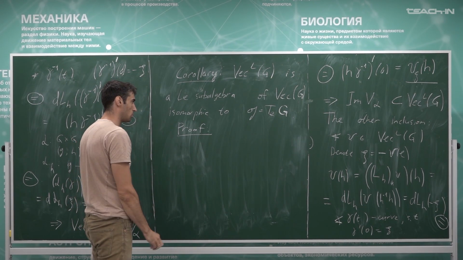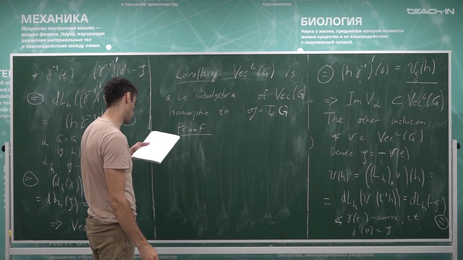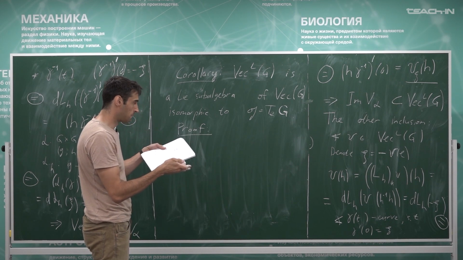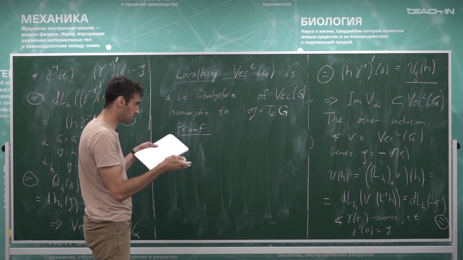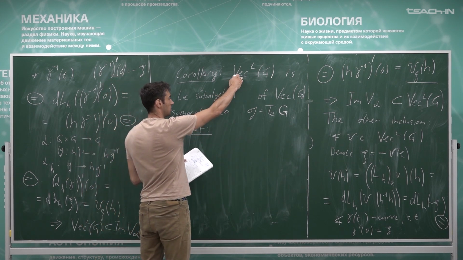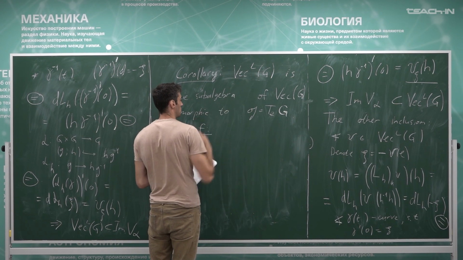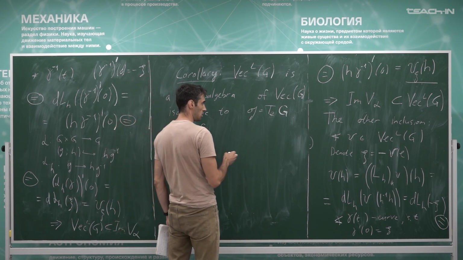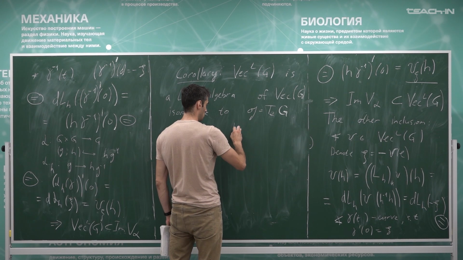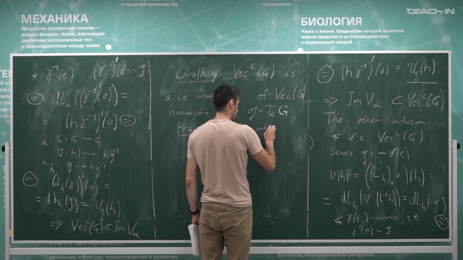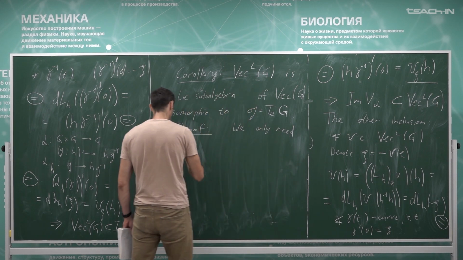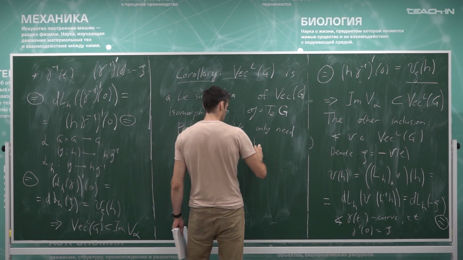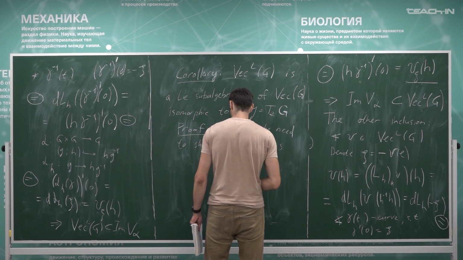So we proved almost everything except image. So V alpha is actually a homomorphism of Lie algebras, right? And the image of V alpha is exactly this thing, and V alpha is from G to this thing. The only thing that we need is injectivity of V alpha. So we only need to show that V alpha is injective.